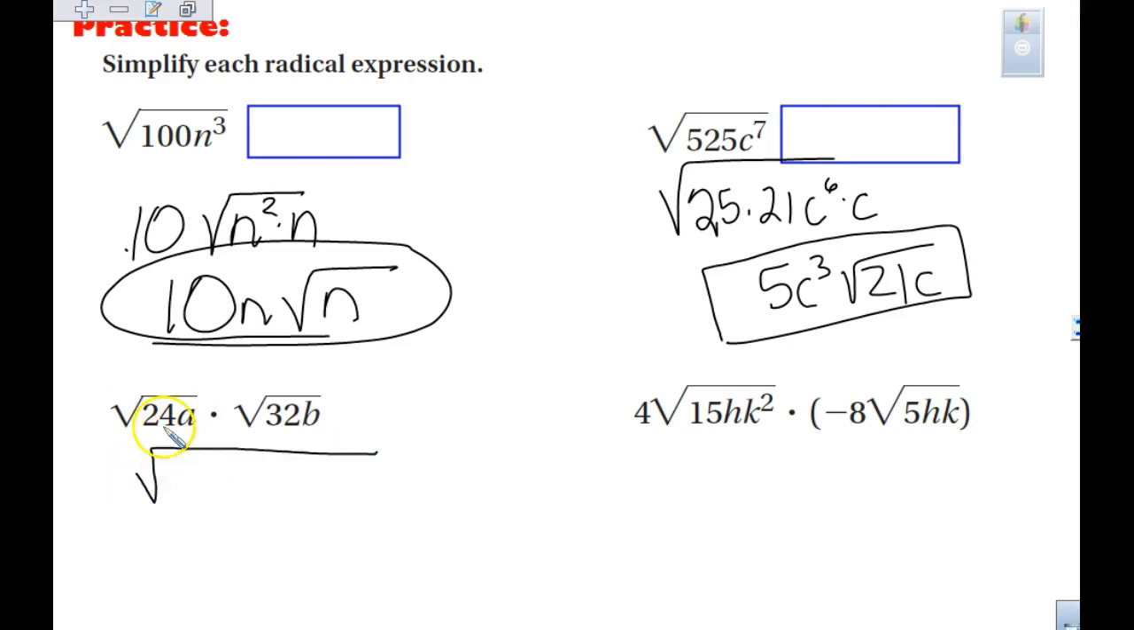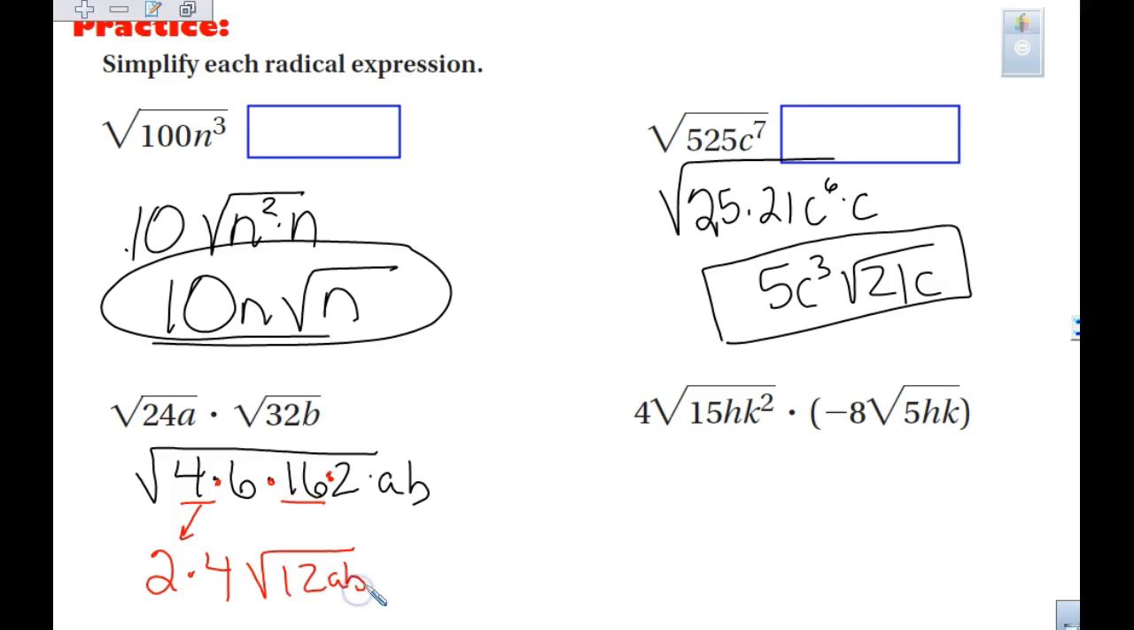So the square root of 24, what perfect square goes into it? So I'm going to go 4 times 6. How about 32, perfect square? Go large. Go bigger. 16, right? 16 times 2. And then I'm left with the A and the B, okay? So, all of these are being multiplied. The square root of 4 is 2. The square root of 16 is 4. I have 6 times 2, A and B. 6 times 2, I'm going to multiply that. That is 12AB. Am I done?